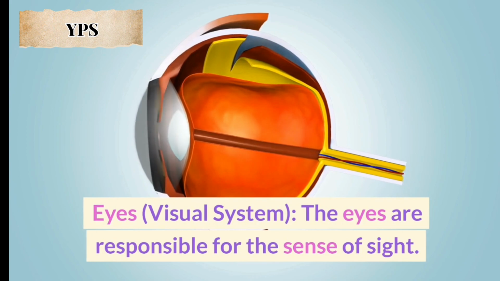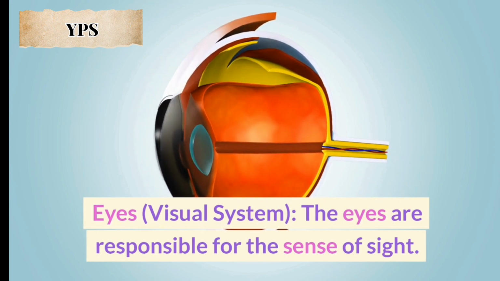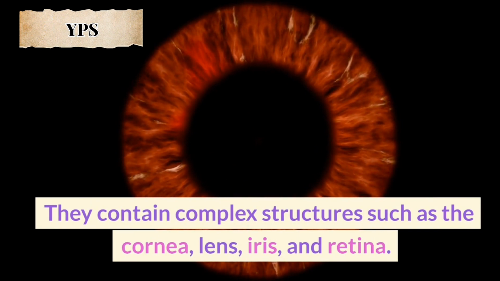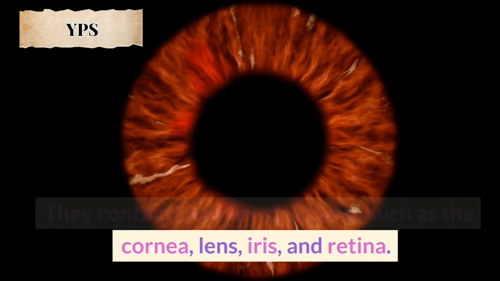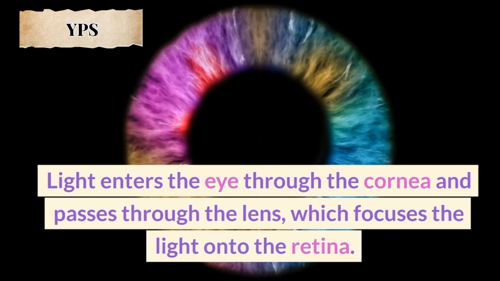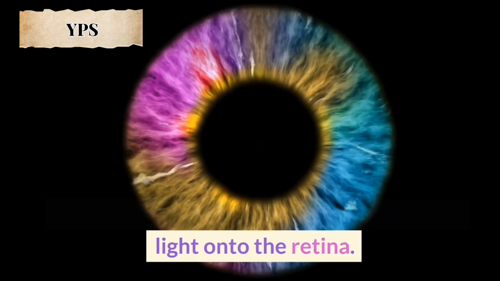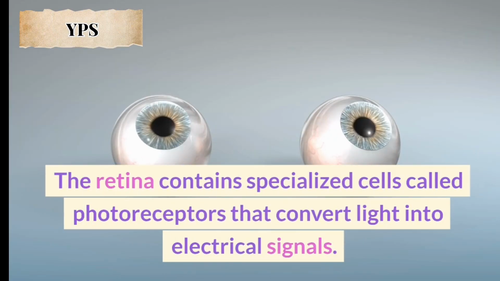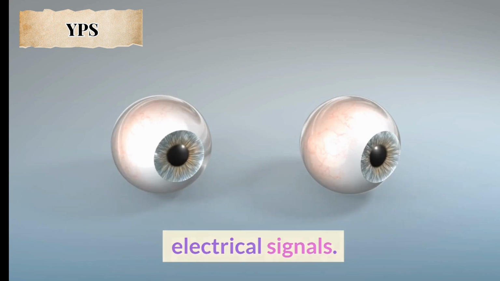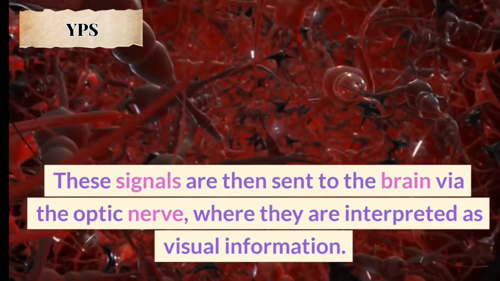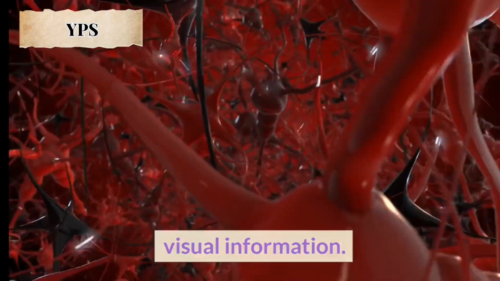Eyes, visual system. The eyes are responsible for the sense of sight. They contain complex structures such as the cornea, lens, iris, and retina. Light enters the eye through the cornea and passes through the lens, which focuses the light onto the retina. The retina contains specialized cells called photoreceptors that convert light into electrical signals. These signals are then sent to the brain via the optic nerve, where they are interpreted as visual information.